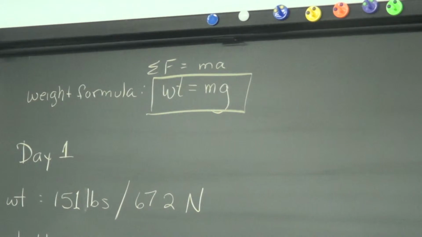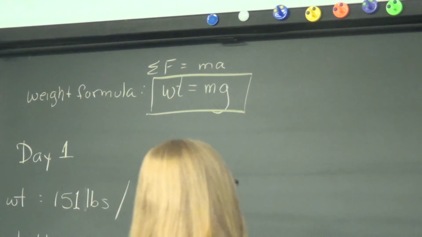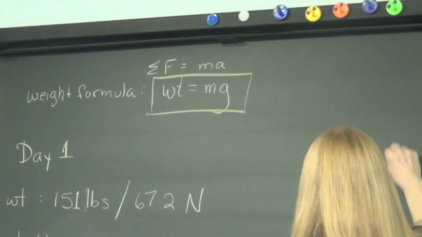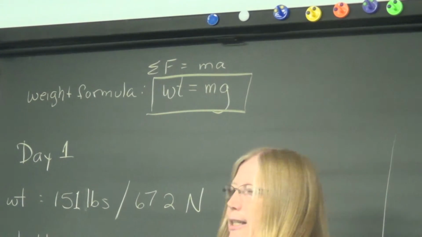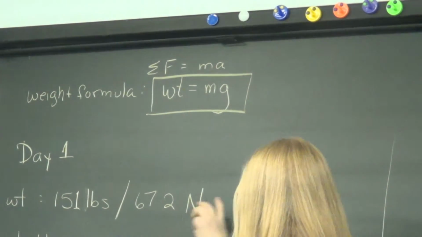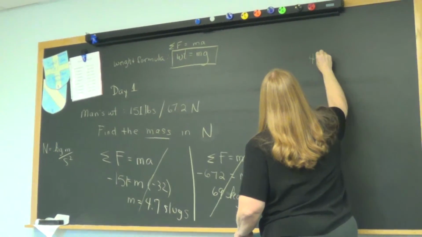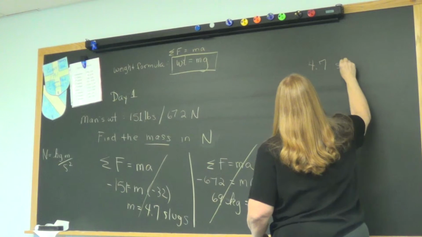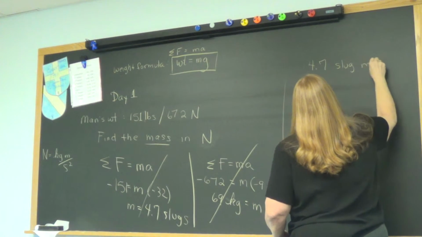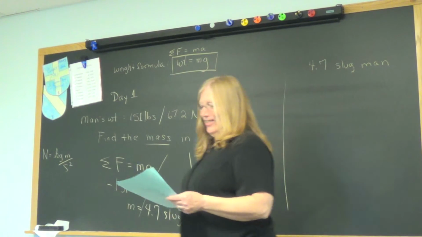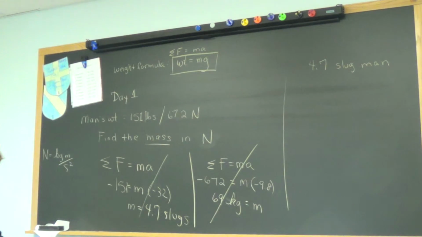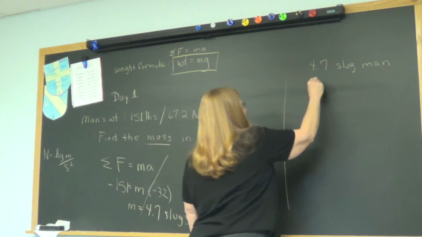Let's go the other way and see if this formula is sound. Say you can't see this, so this is all gone. Suppose I say to you, I have a 4.7 slug man. That's how you say it. A 4.7 slug man, find the weight. So we're just going to go backwards.